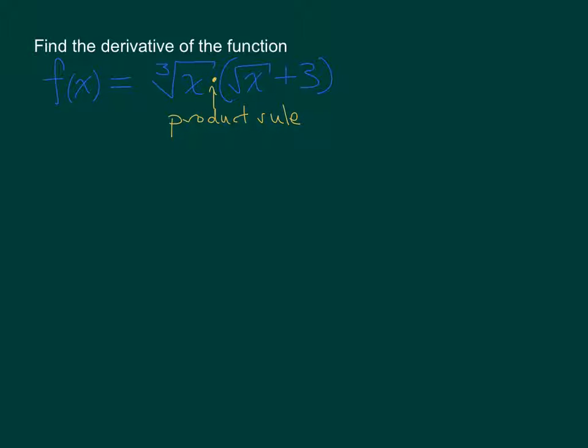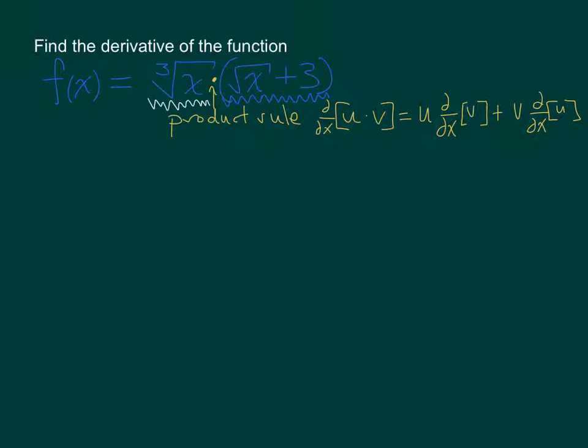And the product rule states if you have two functions in terms of x, u and v, and we want to take the derivative of this product, we will need to leave the first function alone and multiply it by the derivative of the second function, and add to that the second function times the derivative of the first function. So that being said, the cube root of x will be the first function and the square root of x plus 3 will be the second function.